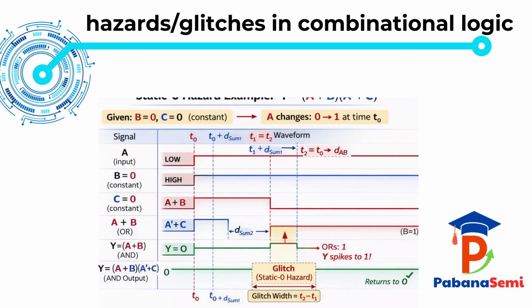The glitch occurs between times t1 and t2, and the width of the glitch is glitch width equals t2 minus t1. After the slower path settles, one of the terms goes low, and y returns to 0. So the key idea is static 0 hazards happen when one sum term turns on slightly before the other turns off, creating a short, unwanted pulse to 1.